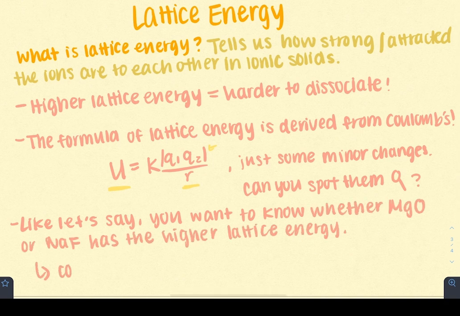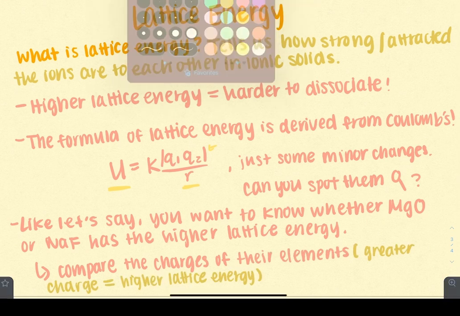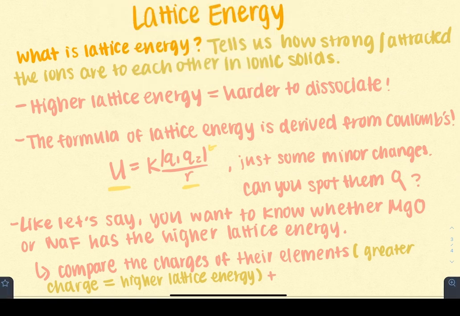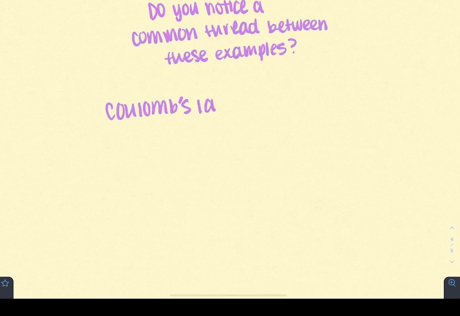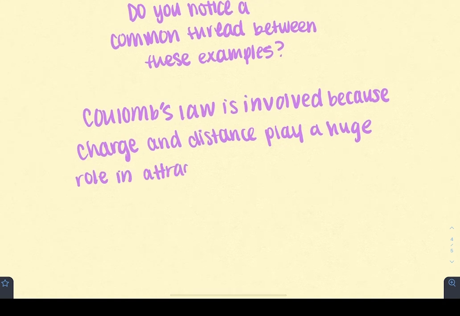Like, let's say you want to know whether magnesium oxide or sodium fluoride has the higher lattice energy. You would need to compare the charges of their elements and their ionic radii to help you determine which one has the higher lattice energy. Do you notice a common thread between these examples? Coulomb's law is involved because charge and distance play a huge role in attraction and repulsion and their strength.